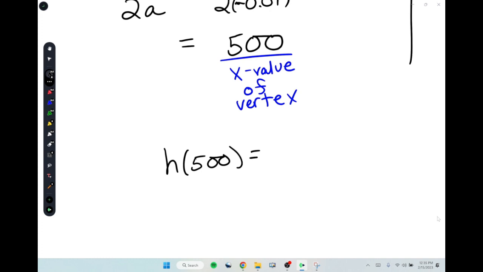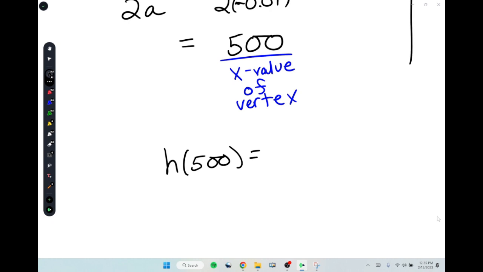The other way to do this is completing the square. Don't do that. This is way easier than completing the square, I believe. The height of 500 is when the cannonball has flown 500 feet, it reaches a height of... Plug it in your calculator.